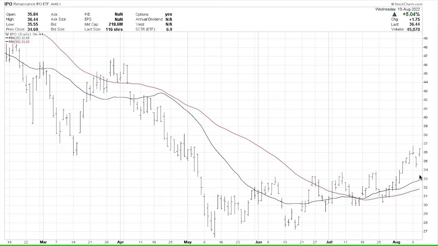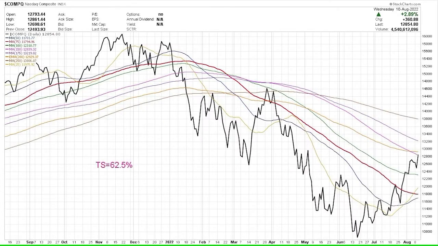The lower moving averages have turned up, and that's looking very positive. So a lot of good news. Now the trend strength. Here we go, 62.5%. This is the highest reading we've had since we made this low. So we'll have to see.